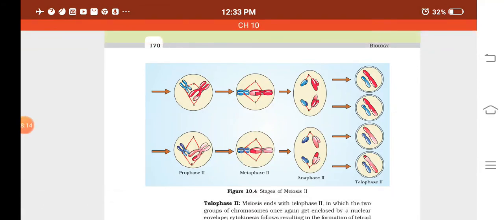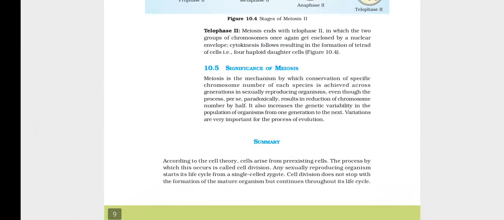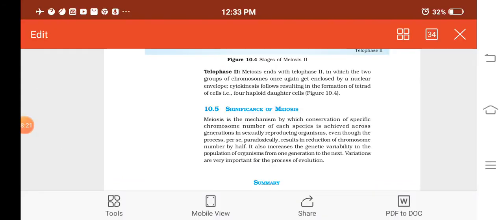So this is where meiosis takes place: in animals. So in telophase, what is happening? Telophase 2, that is, the 2 groups of chromosomes once again get enclosed by the nuclear envelope, and it will be followed by cytokinesis, resulting in the formation of 4 cells, 4 haploid cells.